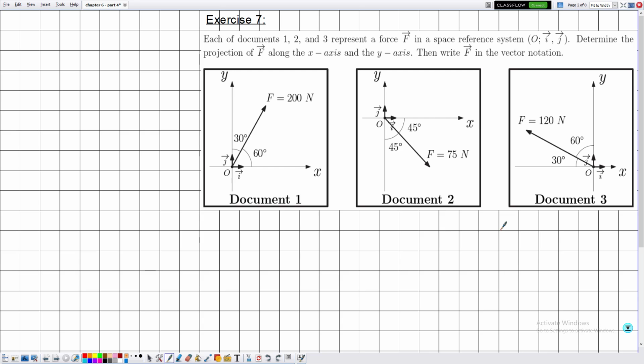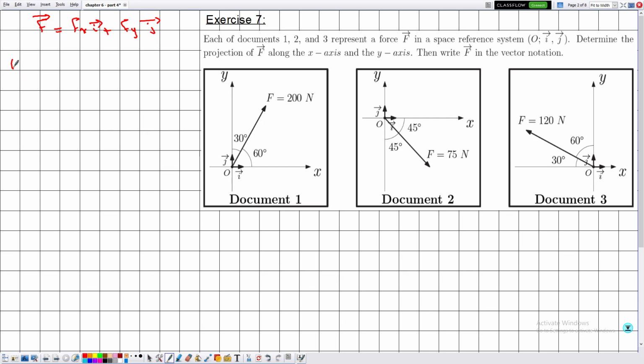Now let's consider exercise number 7. They are telling me each of documents 1, 2, and 3 represent a force F in a space reference system OIJ. Determine the projection of F along the x-axis and the y-axis, then write F in the vector notation. Notice that the vector F, because it's lying in the xy plane, can always be represented as Fx i plus Fy j.